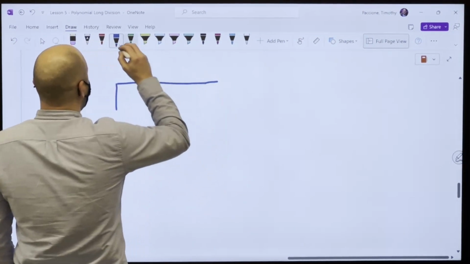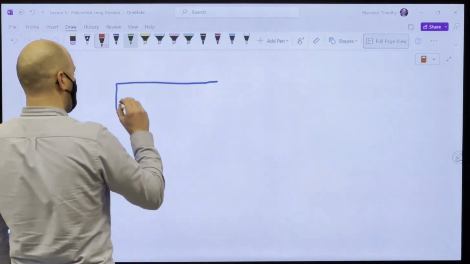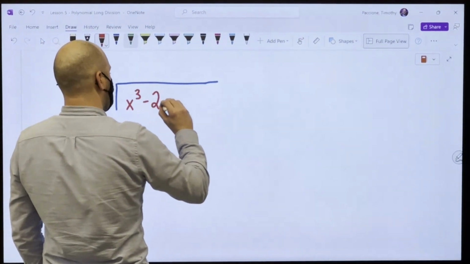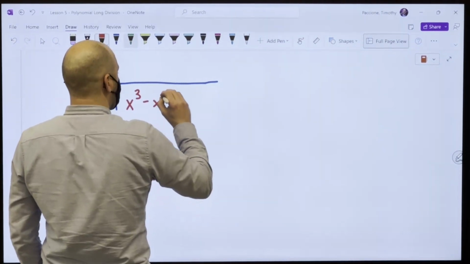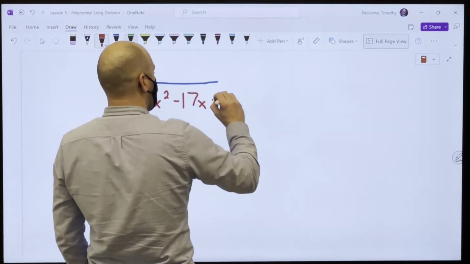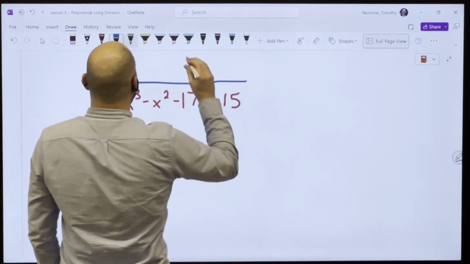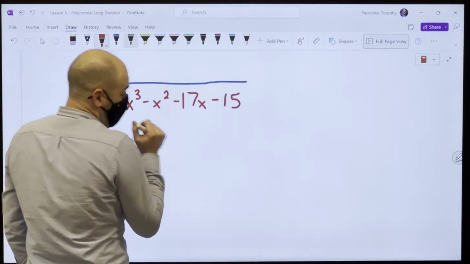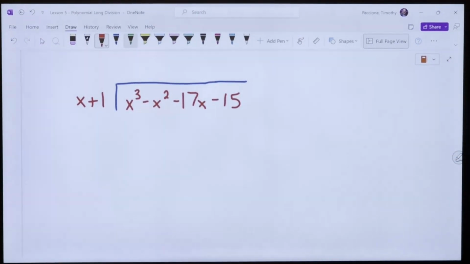Somebody tell me what is the equation? X to the power of 3 minus x squared. Minus x squared or 2x squared? Minus x squared. Minus 17x. Minus 15. Divided by x plus 1. Okay. All right, now think back to when we divided 40,422 by 6.